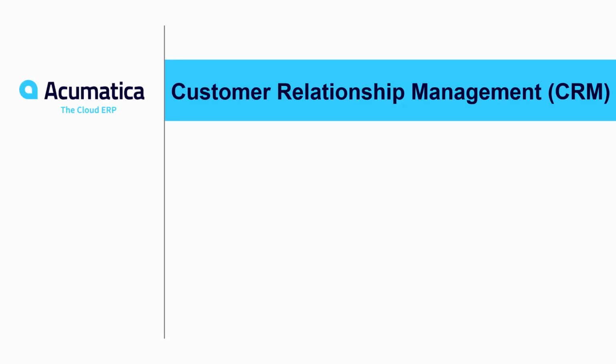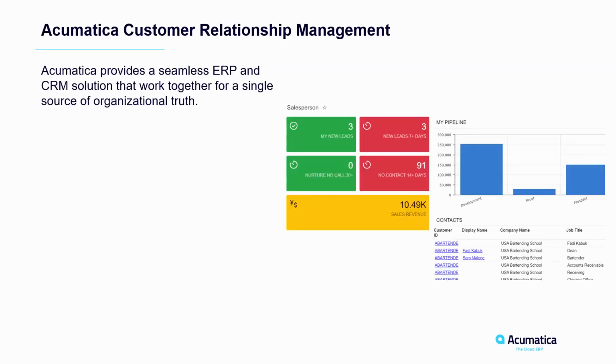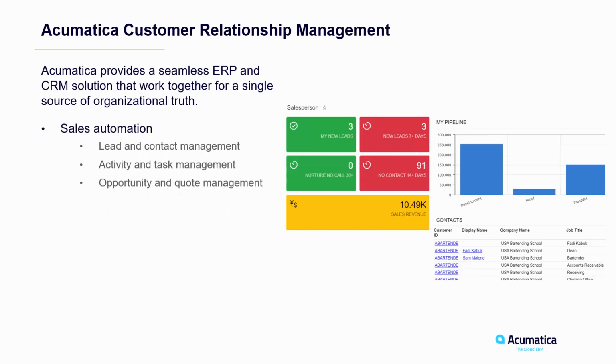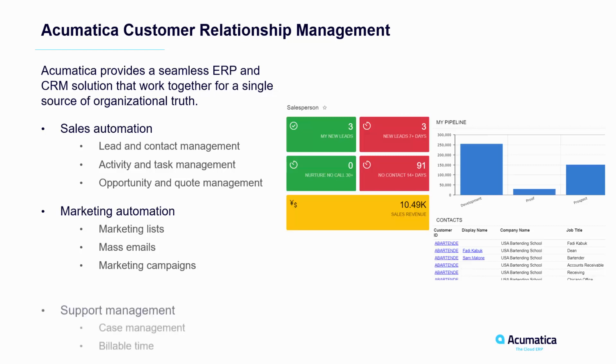Acumatica Customer Relationship Management. Acumatica provides a seamless ERP and CRM solution that work together for a single source of organizational truth. Utilize sales automation for lead, contact, and activity management. Take advantage of marketing automation for marketing emails and marketing campaigns, which are seamlessly connected to accounts receivable. And even utilize support management for case or support tickets, which can also be billed for time.